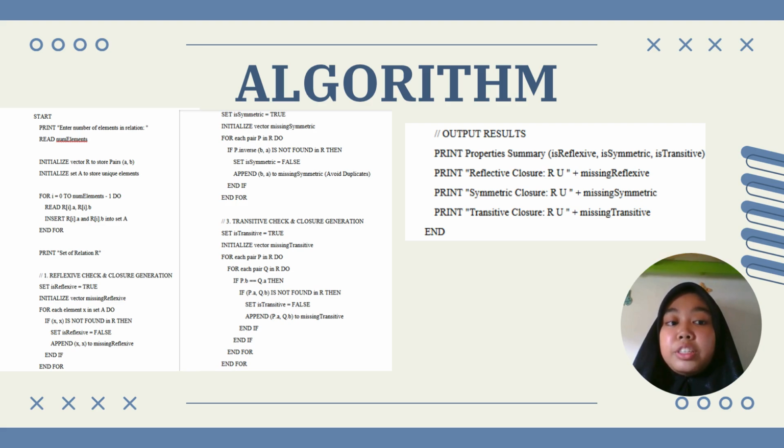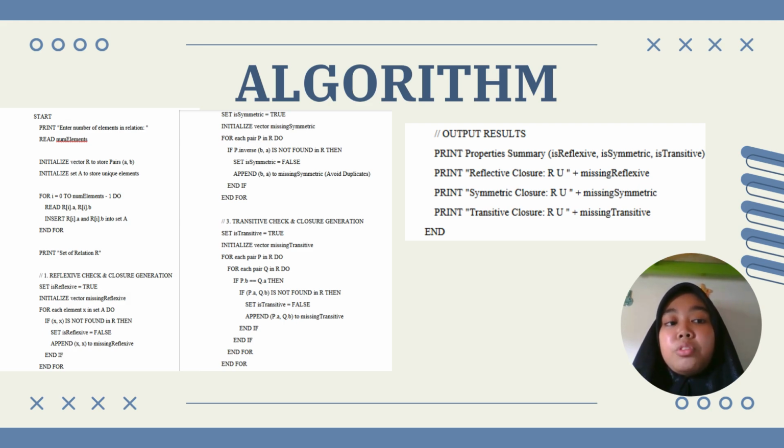Second, the symmetric check. The algorithm scans the relation array. For every ordered pair (A, B) discovered, it searches for its exact structural inverse, (B, A). If the inverse is missing, the relation is flagged as non-symmetric, and the missing pair is captured while automatically filtering out duplicates. Third, the transitive check.